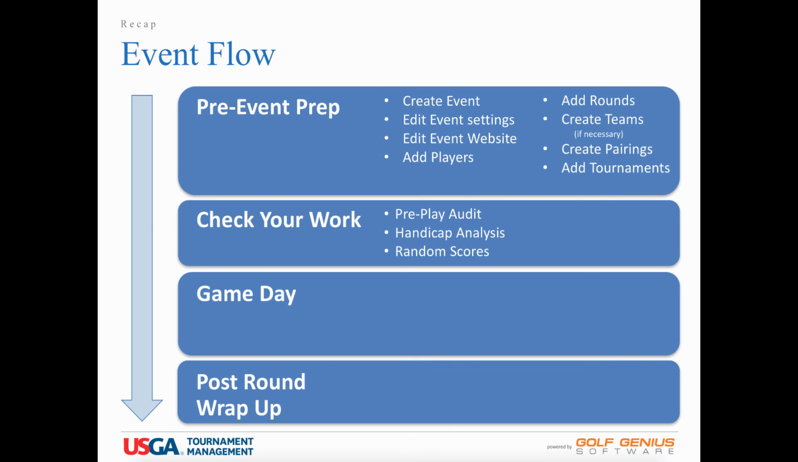In the check your work phase, we used the pre-play audit to check to make sure everything we'd done was accurate and worked properly. We used the handicap analysis to check that all of our handicaps were calculated correctly, and we used random scores to enter a random hole-by-hole gross score for every player in the field to check the leaderboards. Once we knew everything was set up correctly, we printed our materials, we then entered our scores for the event, completed the round, and viewed the leaderboard. Once we verified the results, we published them to the website and we sent them as an email.